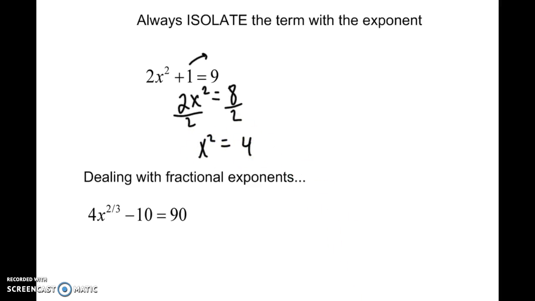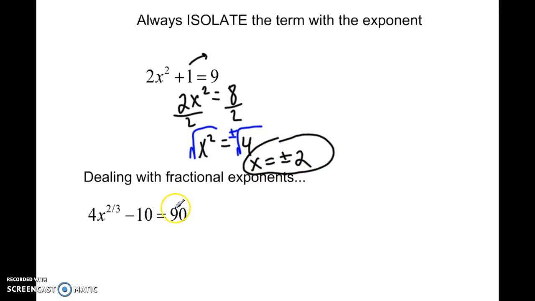Now you're ready to take the square root of both sides. And so when you do that, don't forget, even root of both sides, you have to remember to put plus or minus. It's easy to forget that guy. And so the final answer would be x equals plus or minus 2. You're going to have two answers in most cases.